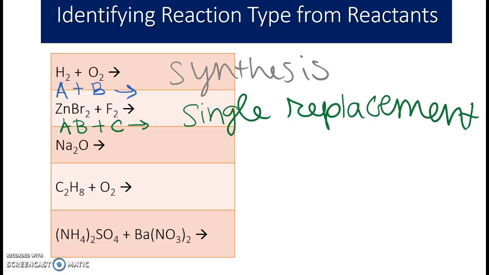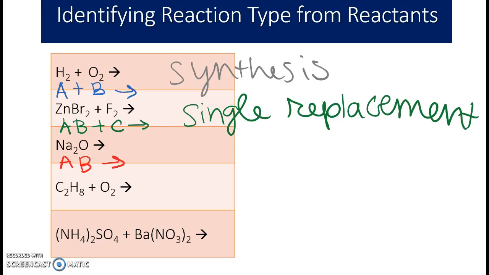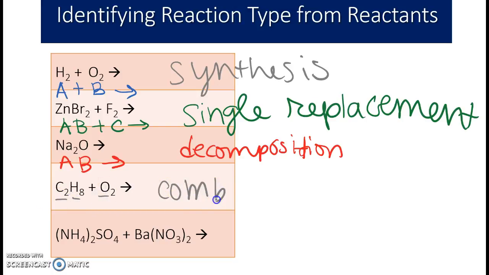In this next example, we have two elements that are combined together. So we have one compound. The only type of reaction where you just start out with one reactant is decomposition. So this third example is decomposition. In this next example, we have only the elements C, H, and O. So that is automatically combustion.